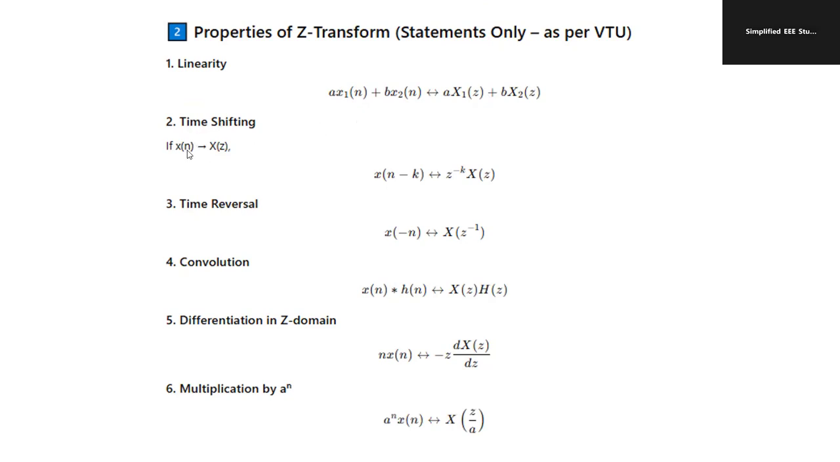What is time shifting? If x of n transforms to x of z, then x of n minus k is equal to z to the power minus k into x of z. That point you have to remember. What is time reversal? X of minus n is equal to x of z to the power minus 1. That is the difference. What is convolution? X of n convolved with h of n is nothing but x of z into h of z, and vice versa also. Differentiation in Z domain: n x of n is equal to minus z into d x of z by dz. Multiplication by a to the power n: a to the power n and x of n can be written in both directions, that is capital X of z by a. These terms also you should know very well.